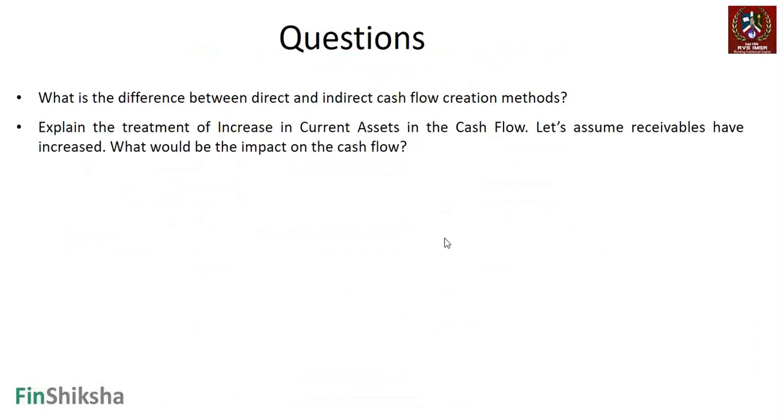So that brings us to an end of this particular section. Let's have a couple of quick questions around it. What is the difference between the direct and indirect cash flow creation methods? And explain the treatment of increase in current assets in the cash flow. Let's assume receivables have increased. What would be the impact on the cash flow? Negative or positive, and why?